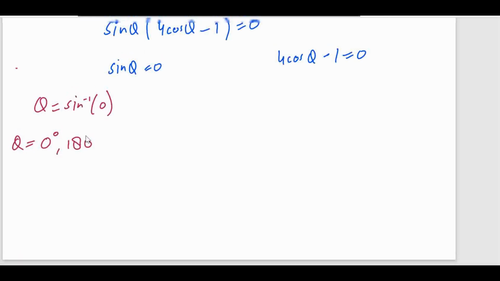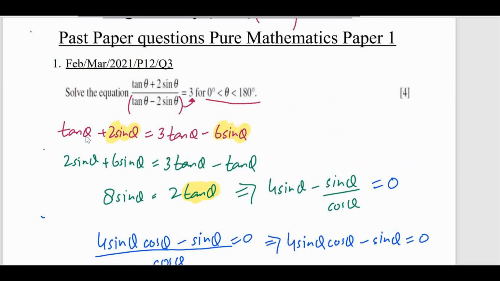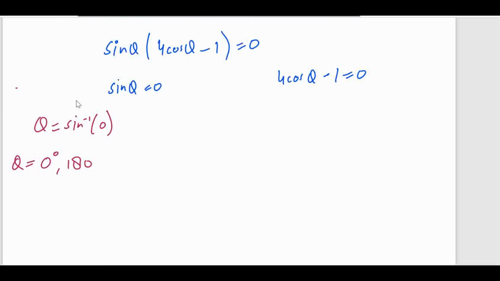But the another point is that we can see here that 0 and 180 degree is not included in the range. So that is why we will not consider this one. 180 degree is not included in the range. So these two values are not included in the range.